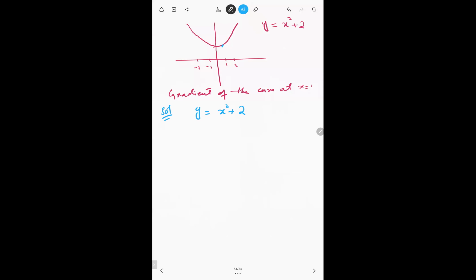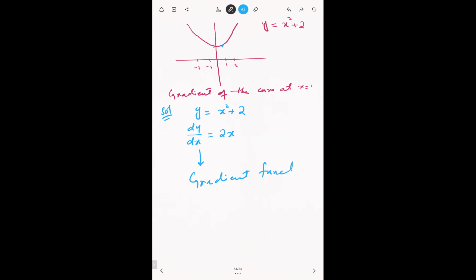So what will I do? I will differentiate this curve, y is equal to x square plus 2. So I will get dy by dx is equal to, what's the differentiation of x square plus 2? It is 2x plus 0, simply 2x. Now what does this dy by dx is equal to 2x represent? I told you that this is the gradient function. Why is it called gradient function? Because this function will give you the gradient of the curve at any point.